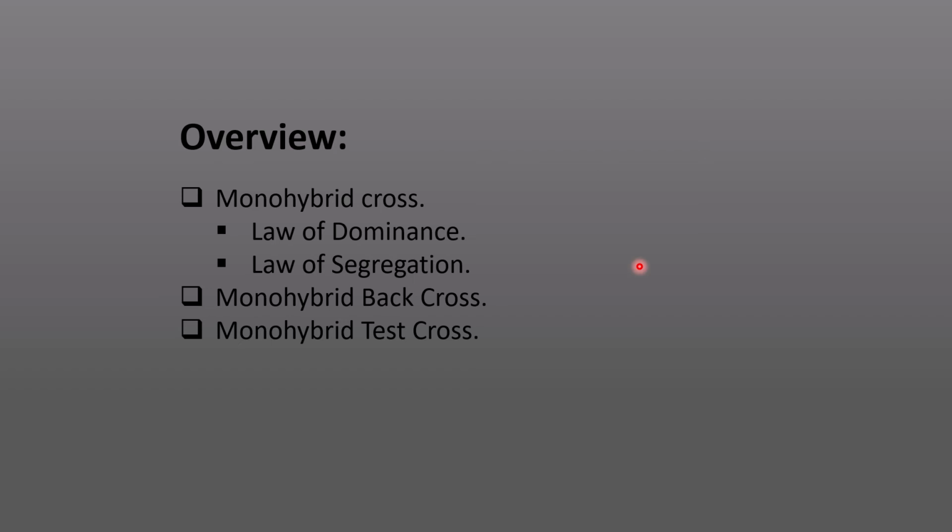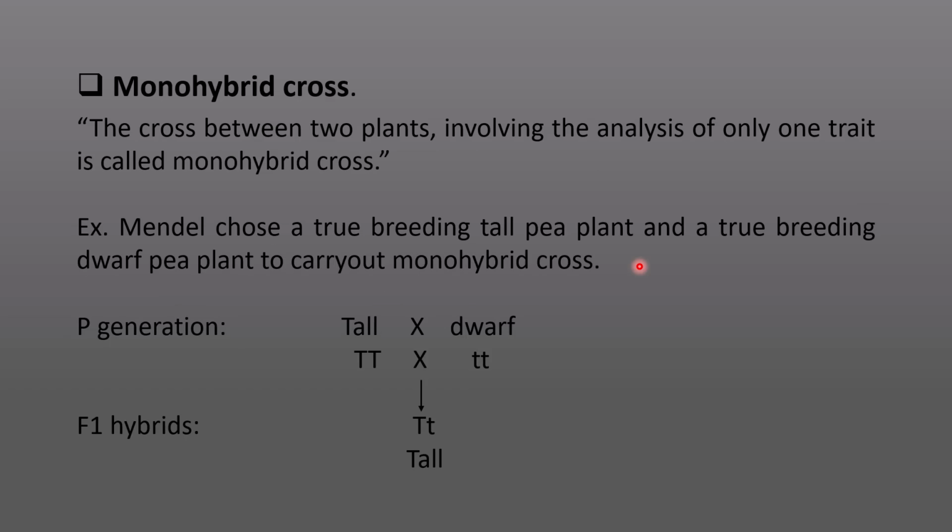We'll be dealing with monohybrid cross today. So, the cross between two plants involving the analysis of only one trait is called monohybrid cross. Here, to carry out monohybrid cross, Mendel chose a true breeding tall pea plant and a true breeding dwarf pea plant, which means the pure lines were selected.